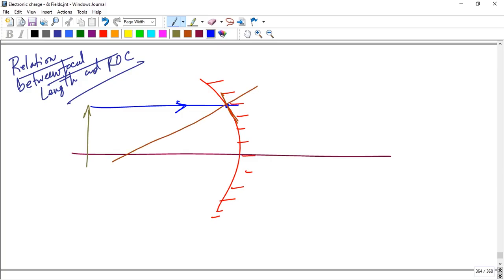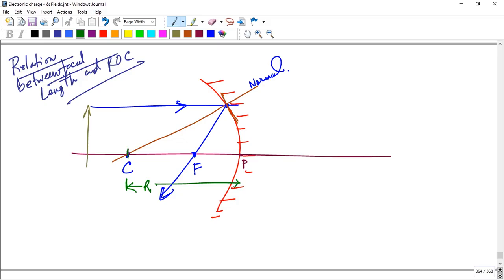Okay, these are the normals. Keep in mind, these are the normals. So where the reflected rays meet, that is the focus. Where the normals meet the principal axis is called the center of curvature, and this length from the center of curvature to the pole is called the radius of curvature.